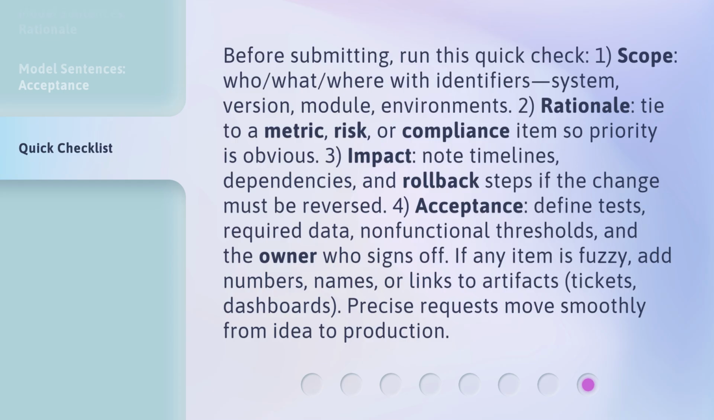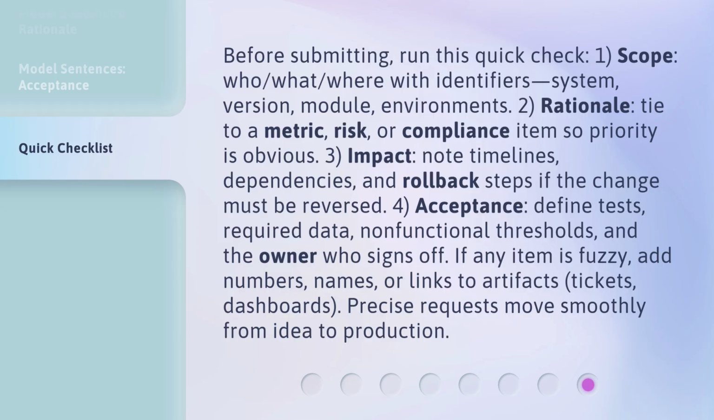Before submitting, run this quick check. 1. Scope: who, what, where with identifiers. System, version, module, environments. 2. Rationale: tie to a metric, risk, or compliance item so priority is obvious. 3. Impact: note timelines, dependencies, and rollback steps if the change must be reversed.